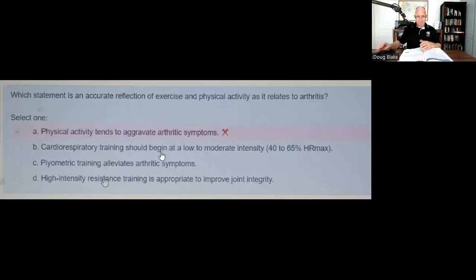Now, obviously, heavy resistance training could be problematic. But the point is that when you're looking at a question like this, which statement is an accurate reflection of exercise physical activity as it relates to arthritis, immediately that's going to take you to chapter 23, and then you would move through the chapter and find this section on arthritis.